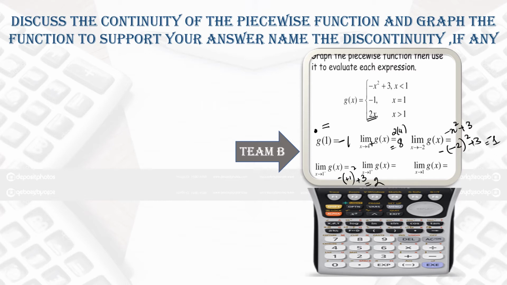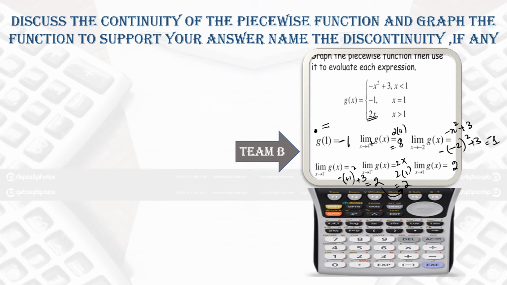Now 1 from the right side means x is greater than 1. So you will use the equation 2x. That means 2 times 1, which will give you 2. 1 from both sides means the limit from the left side should be equal to the limit from the right-hand side, which will give you the answer as 2. And here -2 from both sides. Yes, correct.